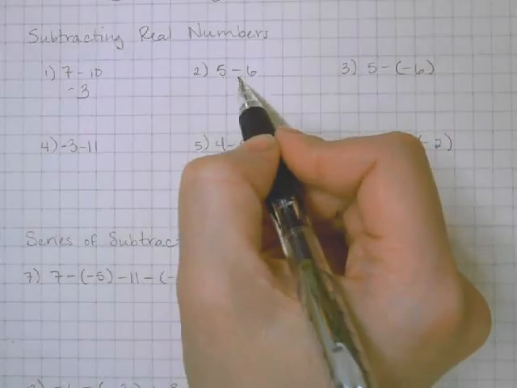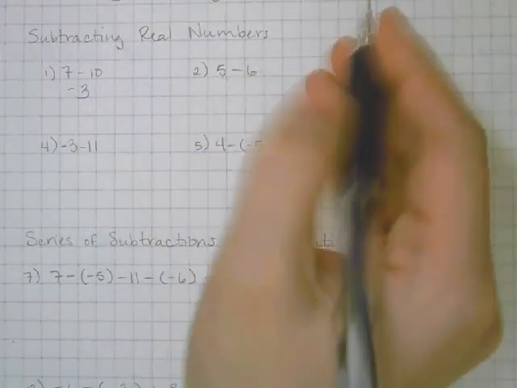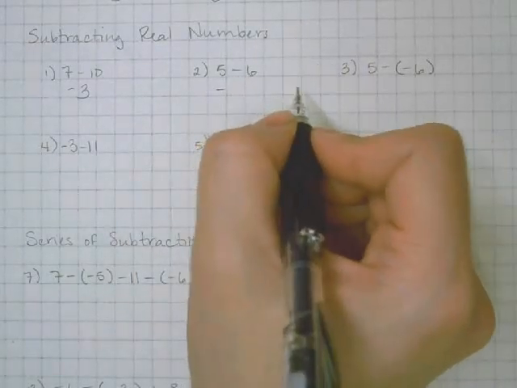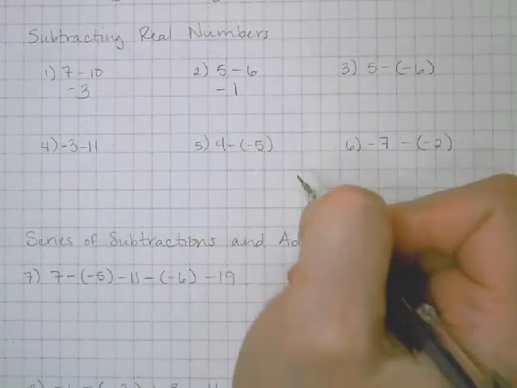If I'm subtracting 5 minus 6, I'm taking a bigger number, 6, away from the smaller number, 5, so I know my answer is going to be negative. I know the difference between 5 and 6. 6 minus 5 is simply 1, so this is going to be a negative 1.